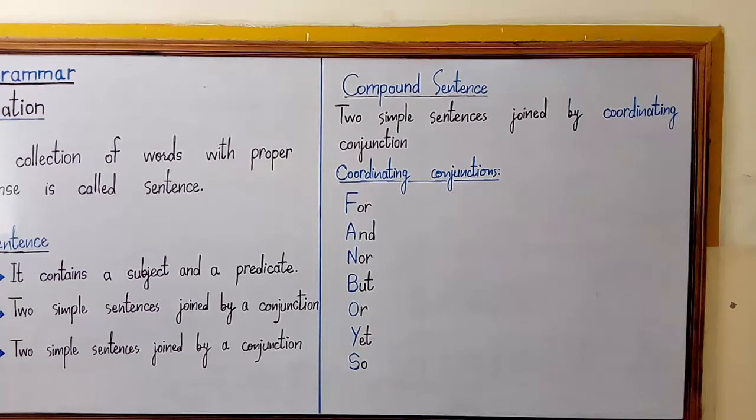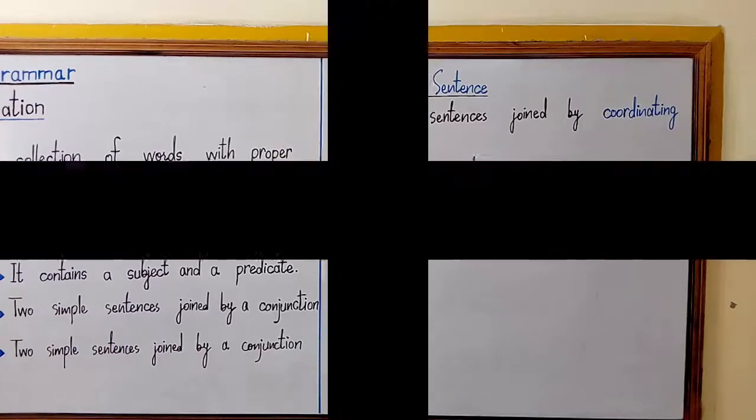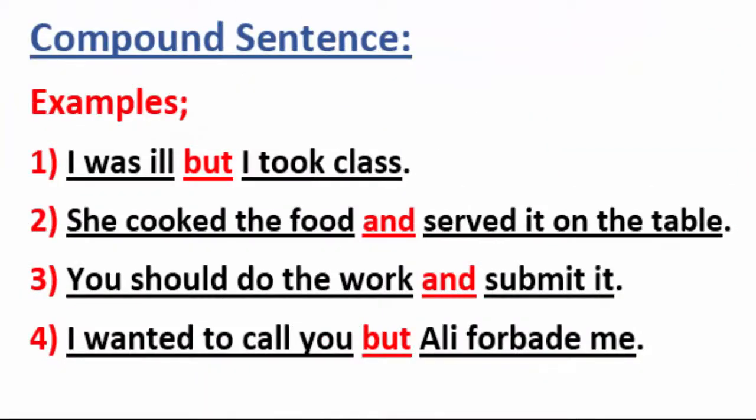Let us go through some examples of compound sentence. Number 1: I was ill but I took class. In this sentence there are 2 simple sentences joined by but: I was ill, and I took class, joined by but, a coordinating conjunction. Example number 2: She cooked the food and served it on the table. Here you can see there are 2 simple sentences joined by and: She cooked the food, served it on the table.